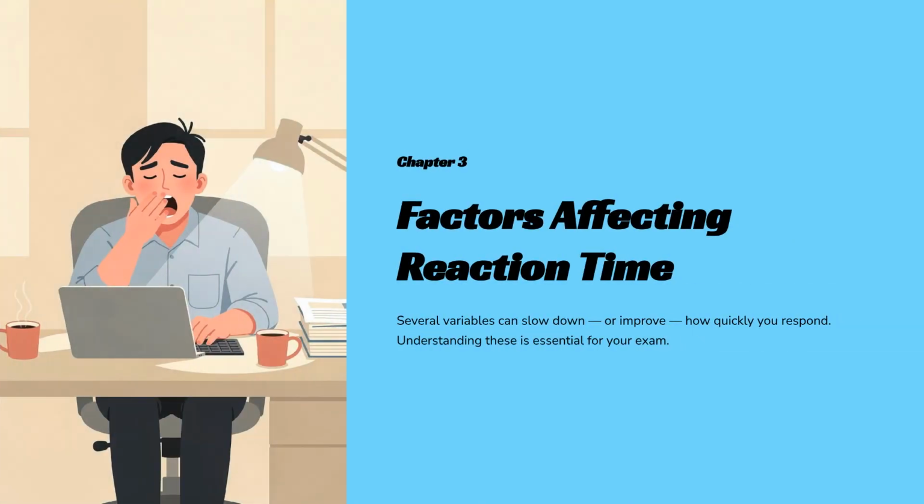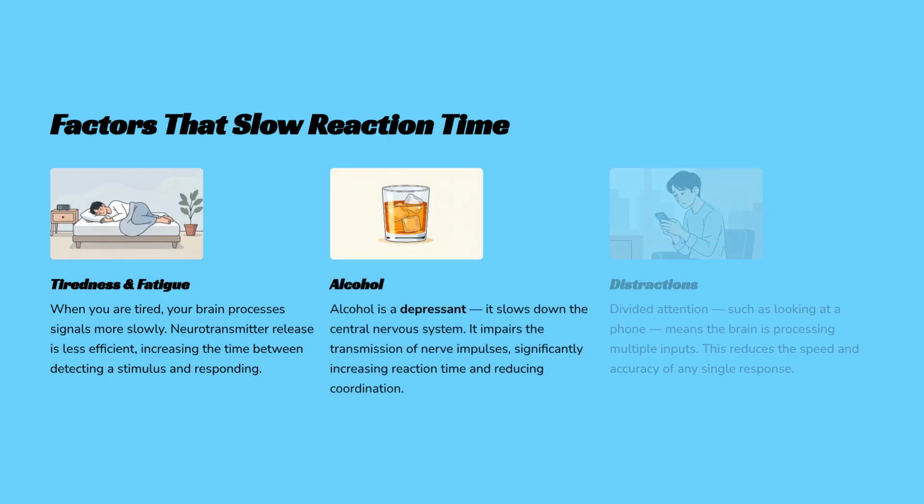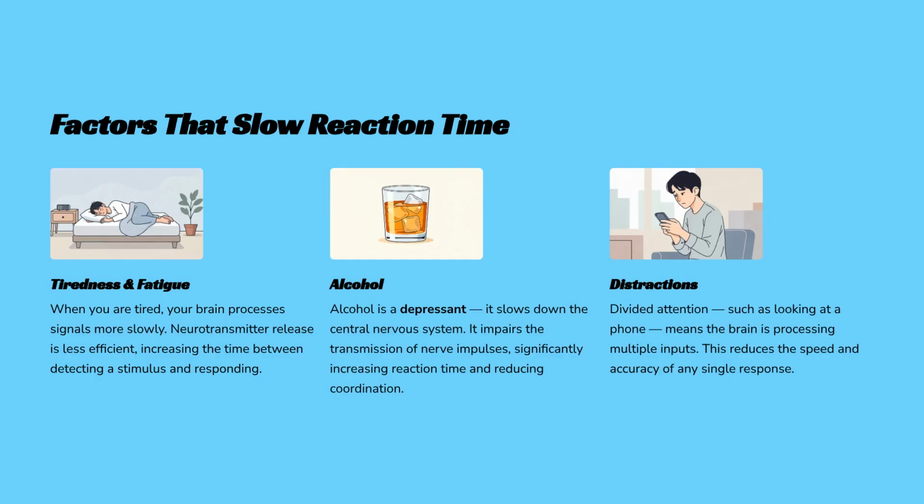Chapter 3 covers factors affecting reaction time. Understanding these variables is important for your exams, as they can slow down or speed up your response. Factors that slow reaction time include tiredness, fatigue, alcohol, and distractions. These affect how quickly and efficiently your brain processes signals and sends responses.